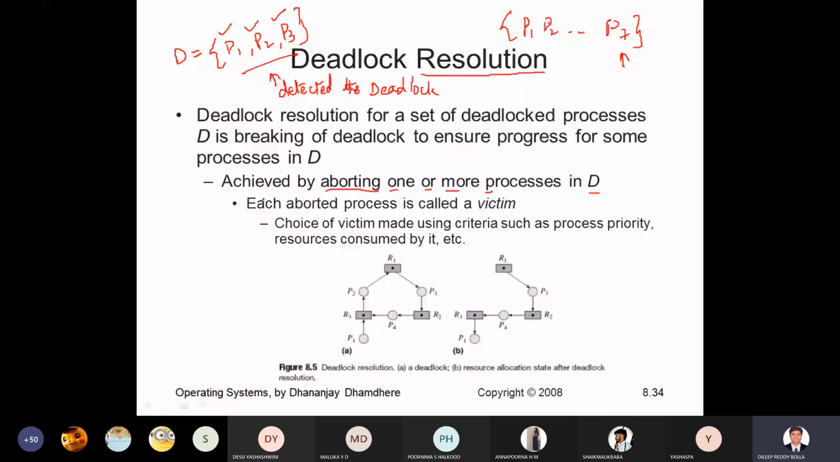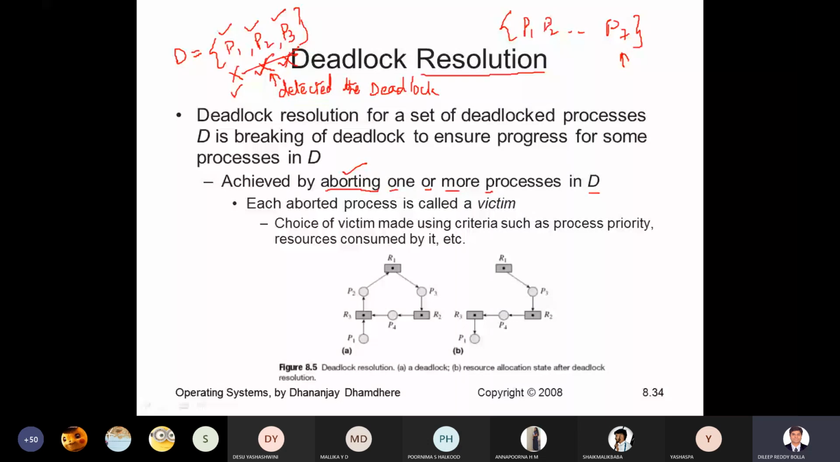Let us say P1 we can abort, or P2 we can abort, or P3 we can abort. Let us say P1 has been aborted. It will help P2 and P3. So one of them will drop down, and we see whether the corresponding resources can be allocated to others. So this is the complete idea that we have.